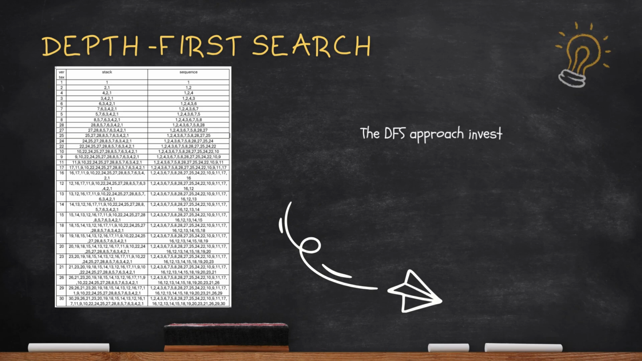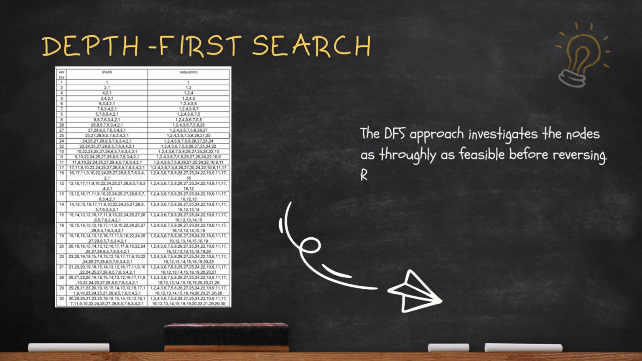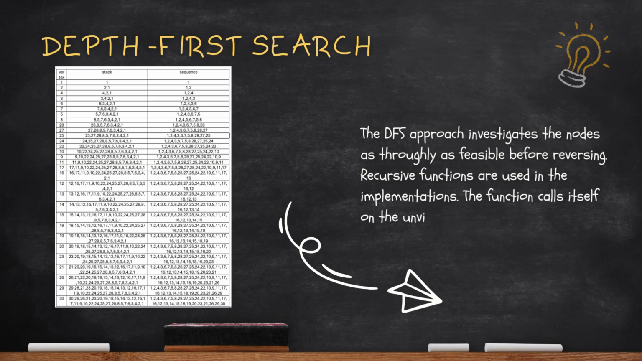For depth first search, the DFS approach investigates the nodes as deeply as feasible before reversing. Recursive functions are used in the implementation. The function calls itself on the unvisited nodes once the node has been visited.